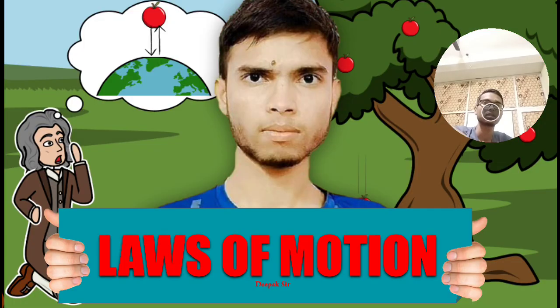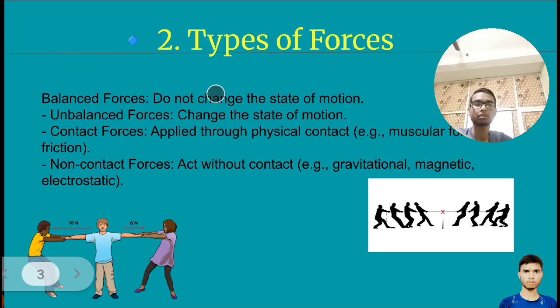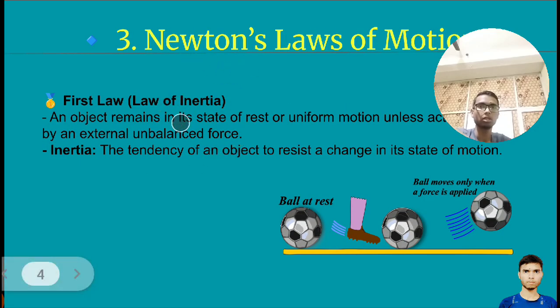So let's see what we explained here. About force we understood. We saw types of forces. We saw balanced force. We understood unbalanced force. We explained contact force. We discussed non-contact force. Then our focus was on the main topic, the first law. It is also known as inertia of rest. With this we also understood inertia of motion and inertia of direction.